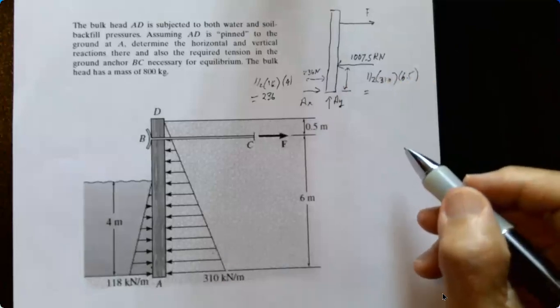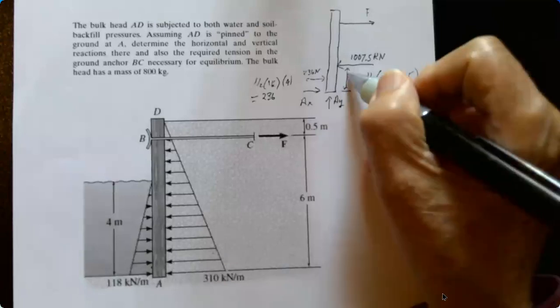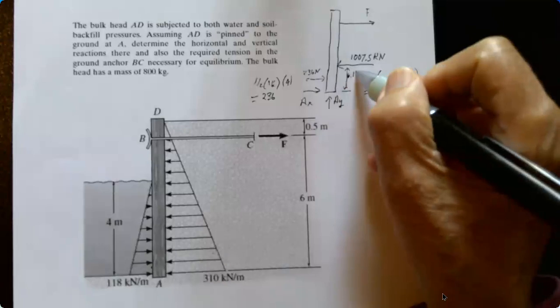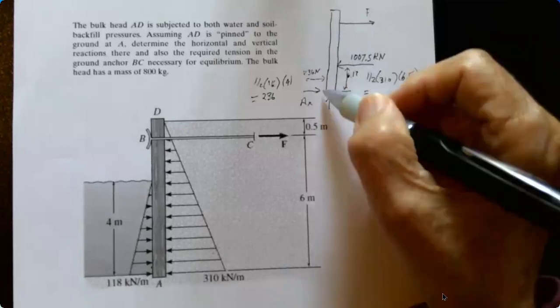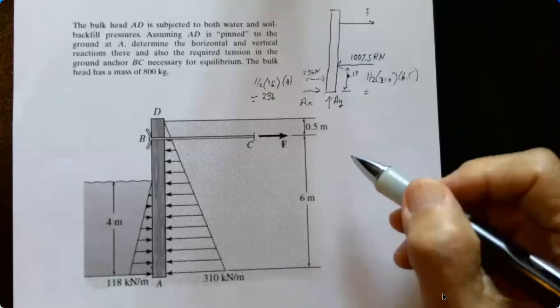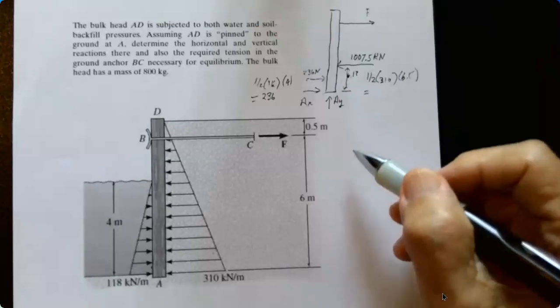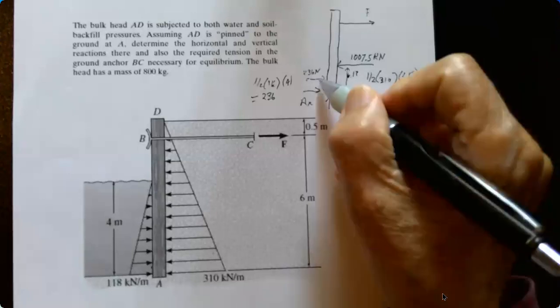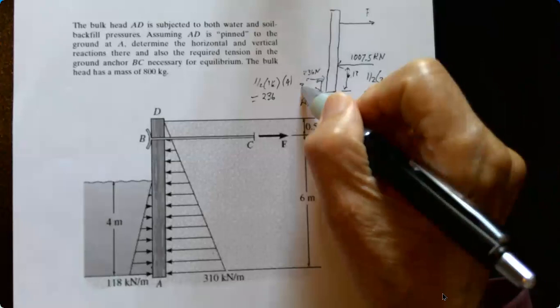And that is 6.167. 6.17 is the distance up here. And for the water that we have there, it's 236 and its distance is 3.33. So this distance is 3.33.